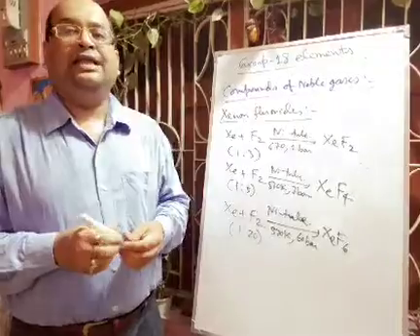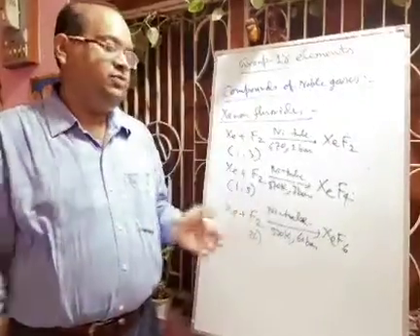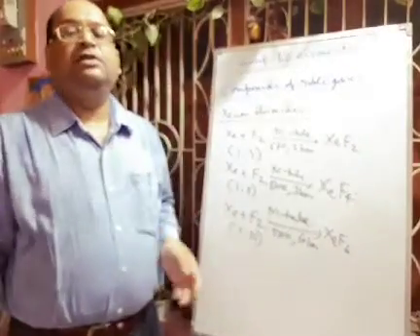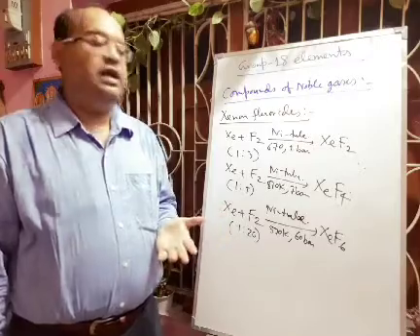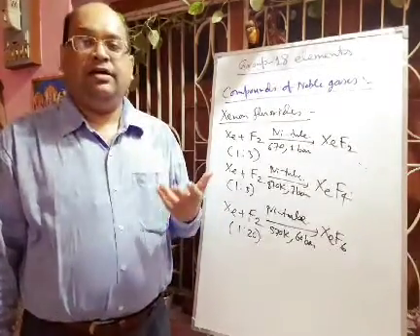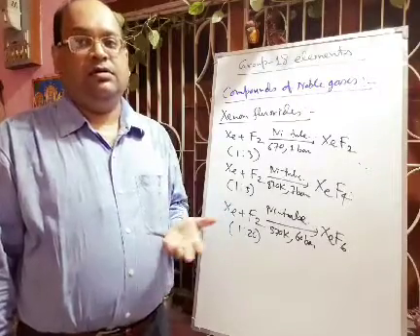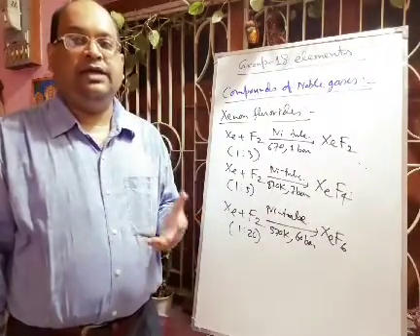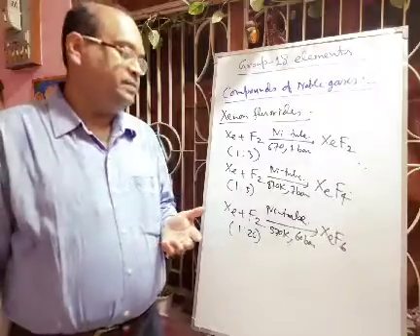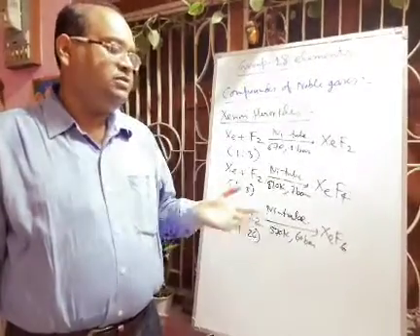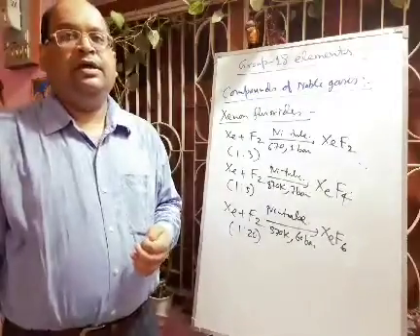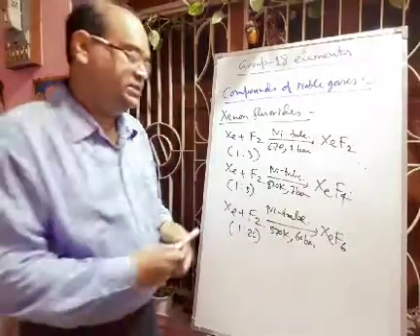Another preparation is there in your book, that you can take XeF4 and mix it with O2F2, and at around 140 Kelvin temperature you will get XeF6 and O2. In this way also you can prepare xenon hexafluoride. Next we will discuss the xenon oxides.